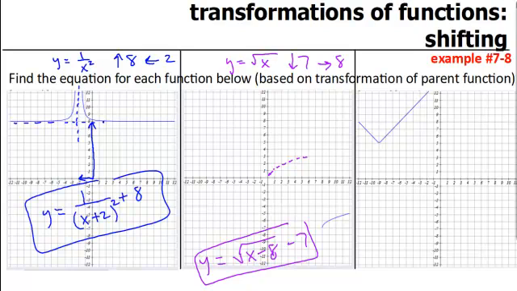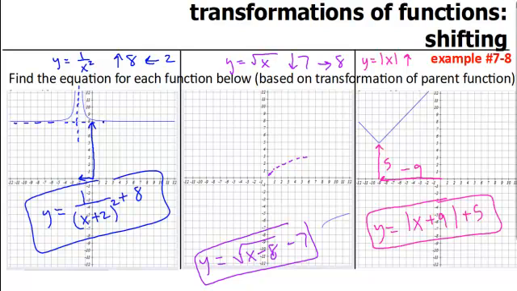Okay, the parent function for this last one is what? The V shape is absolute value, and so when you look, we have y is equal to the absolute value of x minus something, plus or minus something. Okay, what is the vertical shift? This moved up 5, so that's a plus 5 on the outside. And what's my horizontal shift? To the left, 9, so plus 9 goes inside my function, and when I simplify what I have, I'm looking at this.